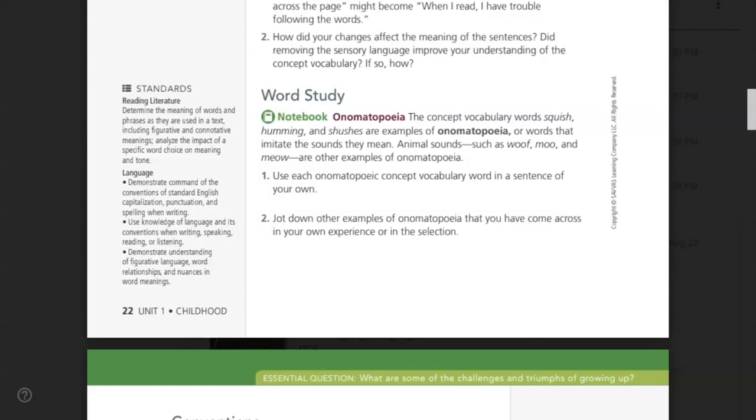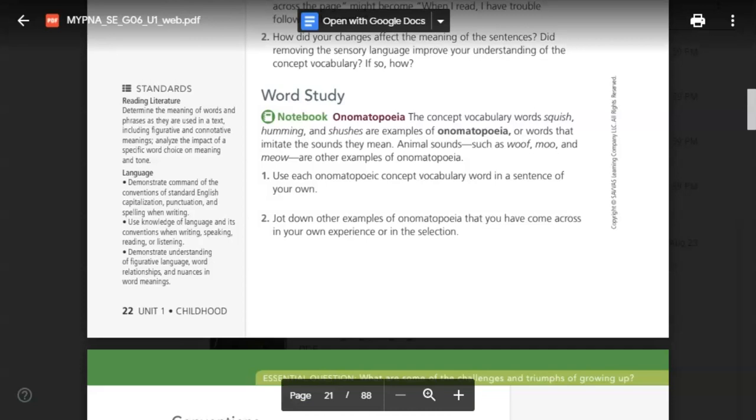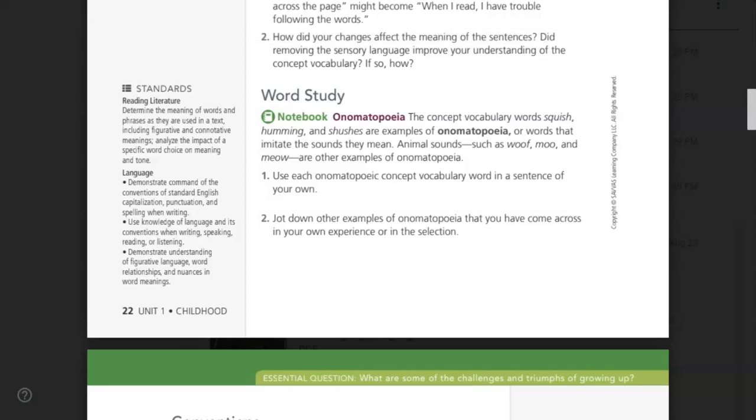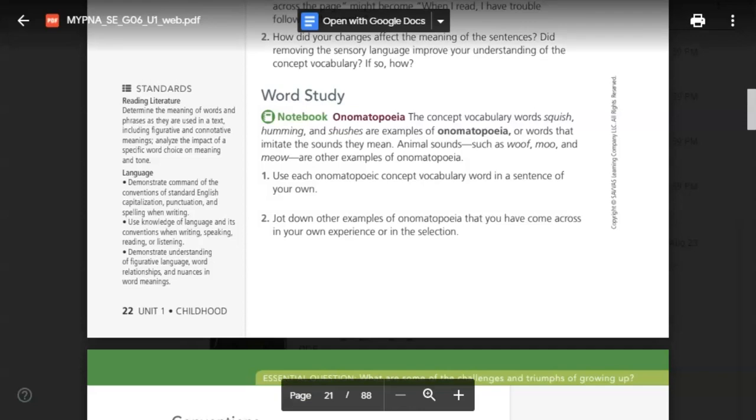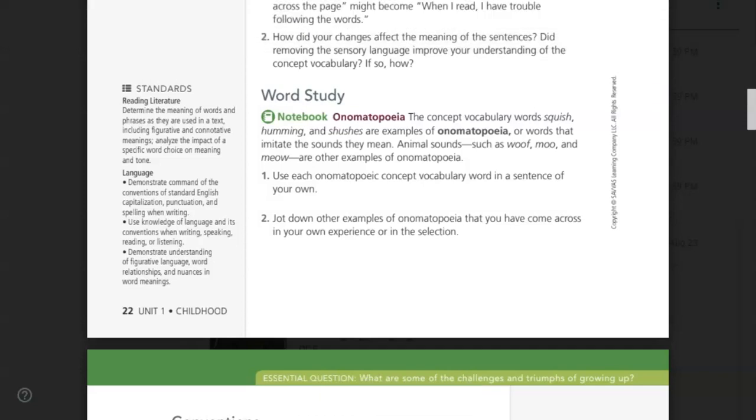Use each onomatopoeic concept vocabulary word in a sentence of your own. So you make your own sentence using these. Jot down other examples of onomatopoeia that you have come across in your own experience or in the selection. If you cannot think of any, I will let you think of a few, like looking online at lists of onomatopoeia, choose a few that you like. And I would say at least 3. At least put 3 down here.